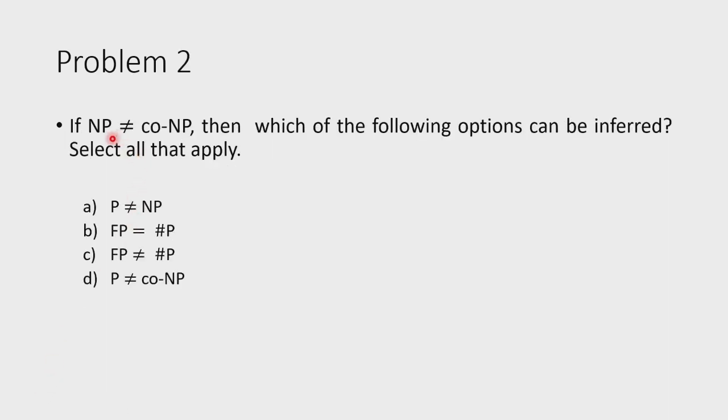Now let's move on to the second problem. If NP is not equal to co-NP, then which of the following options can be inferred? Select all the options that apply. The options are: P not equals NP, FP equals sharp P, FP not equals sharp P, and P not equals co-NP. The answer to this problem is option A, P not equals NP, option C, FP not equals sharp P, and option D, P not equals co-NP.